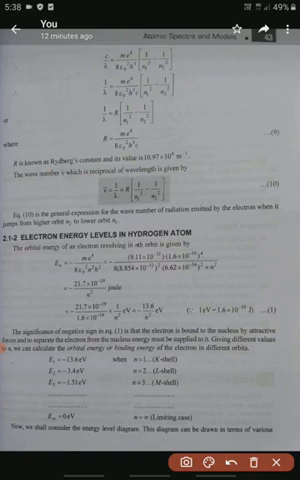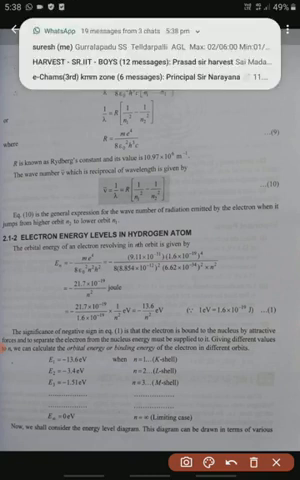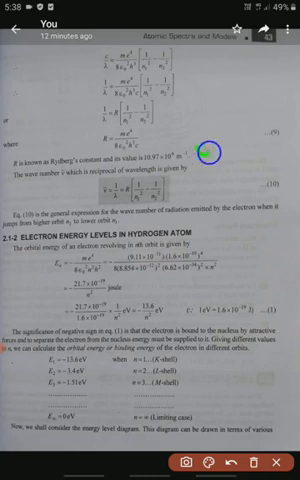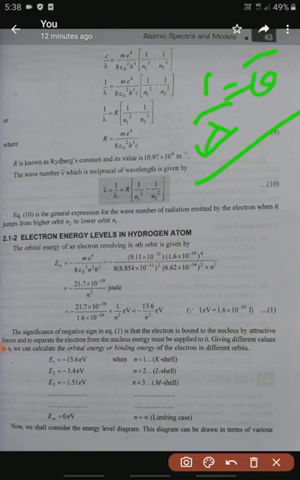Once again, for 1 by lambda we get this constant, and this total term we represent with R. So this R we call the Rydberg constant, whose value is 10.97 into 10 power 6. Here 1 by lambda is called the wave number, represented by nu bar. So this is the general expression for the wave number.